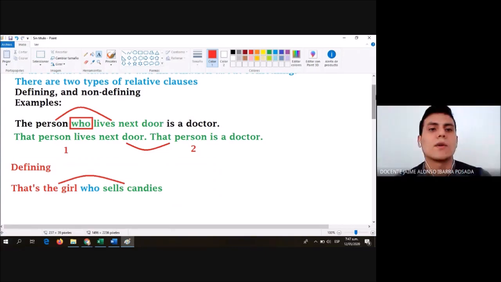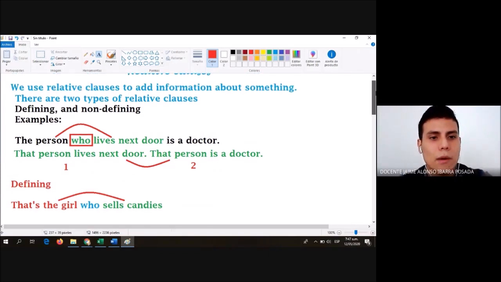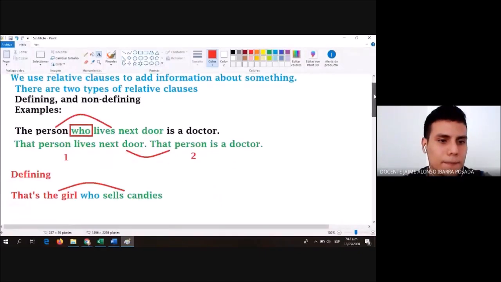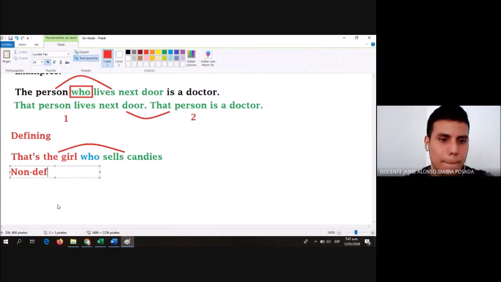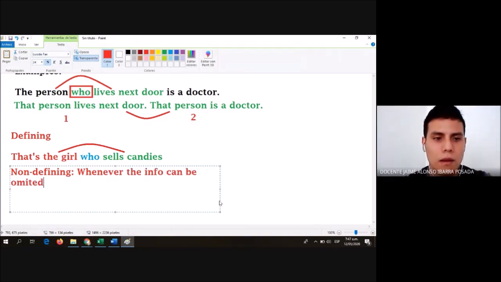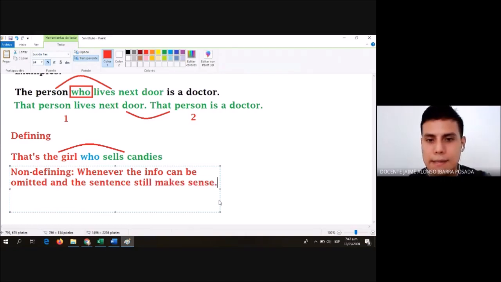Now, what are the types of relative clauses that we have? Okay, so we have defining and non-defining. Let's go for a non-defining. A non-defining one is whenever the information can be omitted. I think this is with double T. Can you confirm, please? Omitted, but the sentence still makes sense.